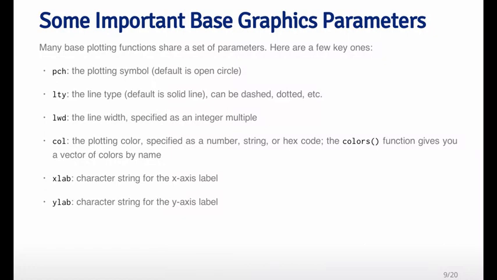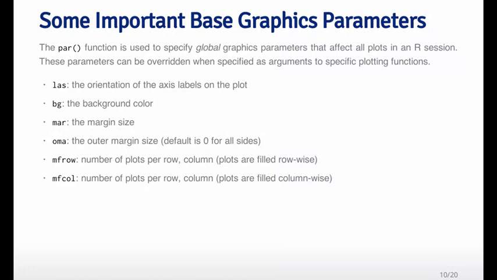The col is the plotting color. So this is the color that the plotting symbols will appear on the screen. Sometimes you like to customize that. You can specify colors using either a number or a string, which is like a word, or you can use a hex code that's written in character format. And the colors function will give you a list of colors that you can specify by name. So you can see there are a lot of colors there. And then xlab and ylab let you specify the x-axis and y-axis labels. And that's very useful for annotating plots.